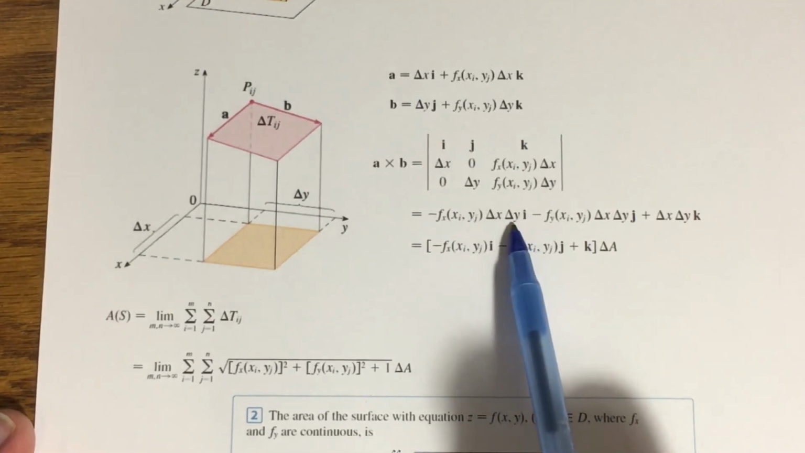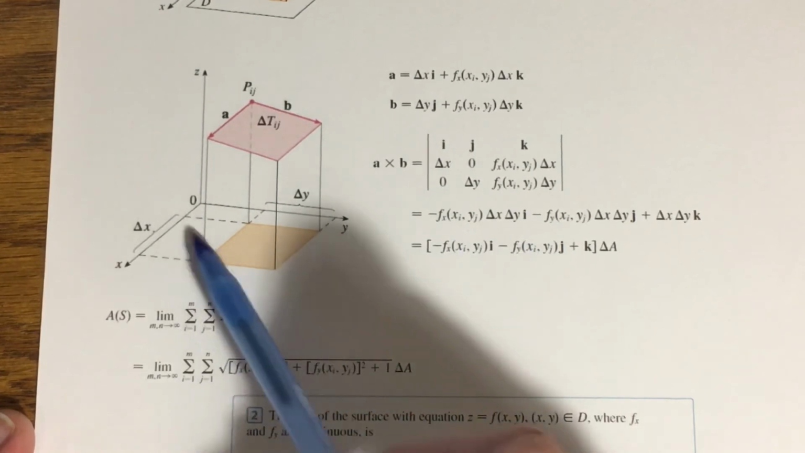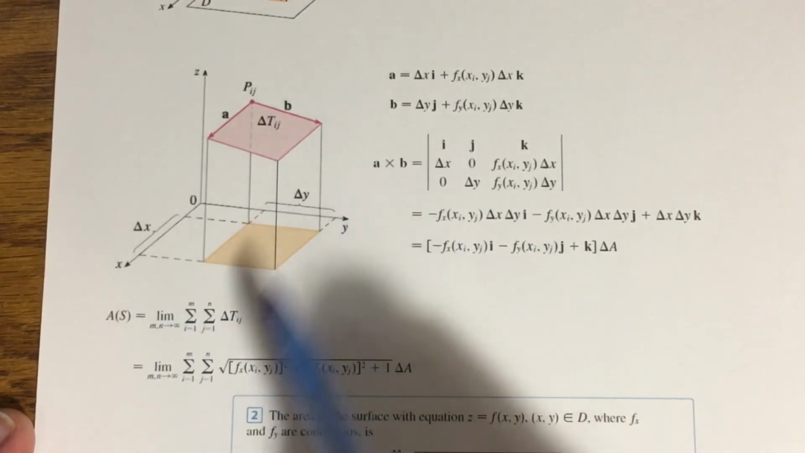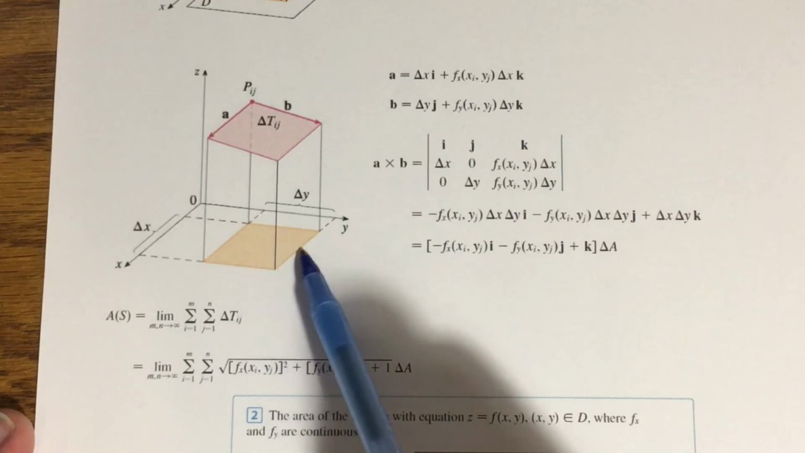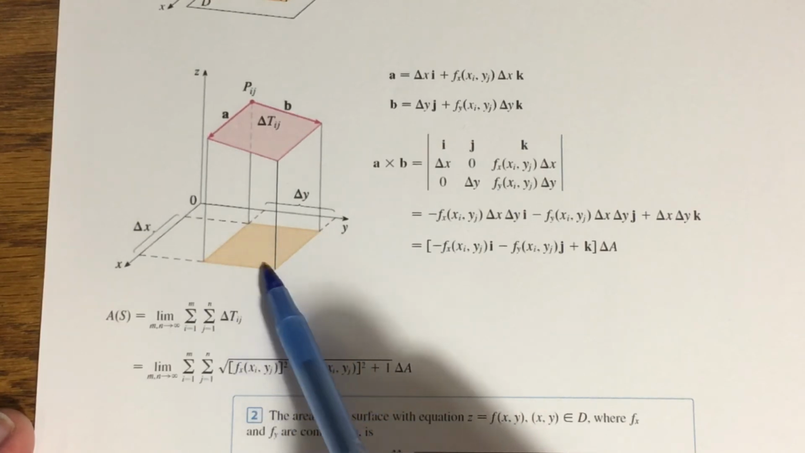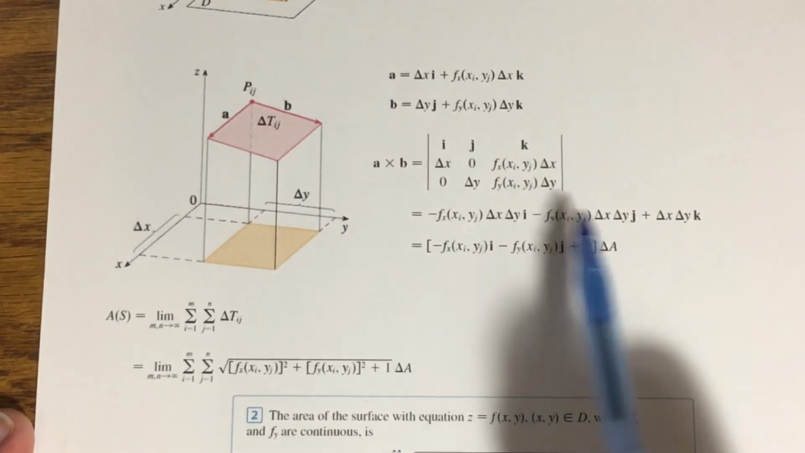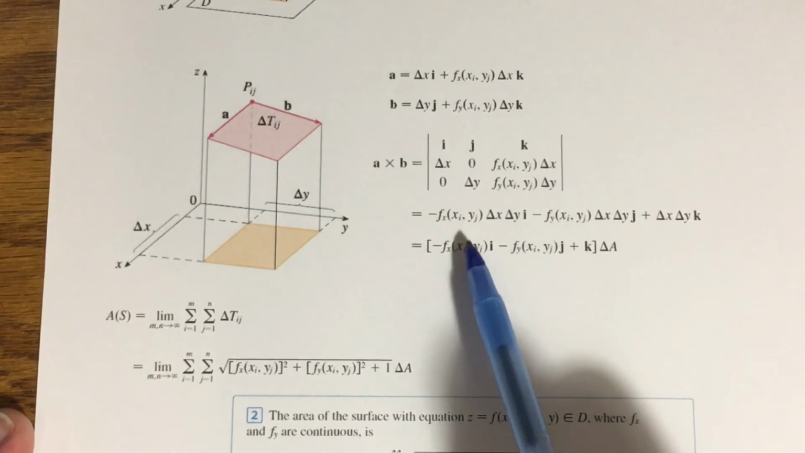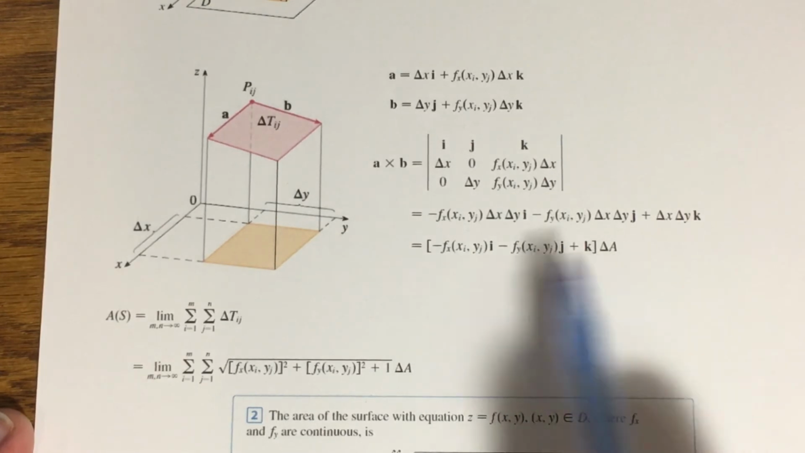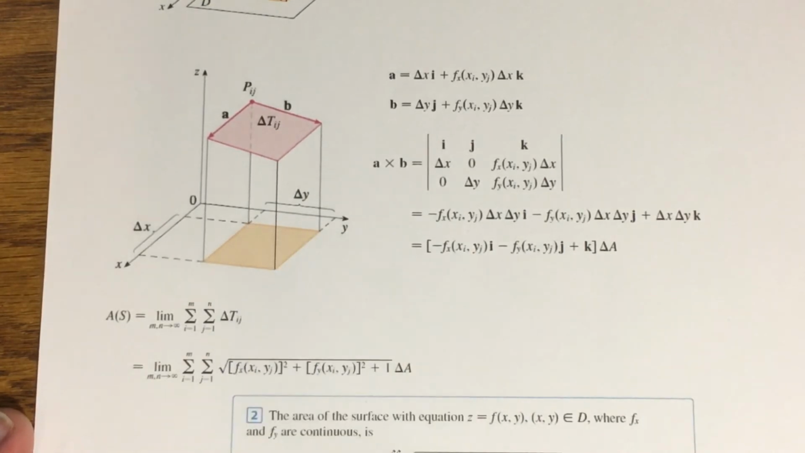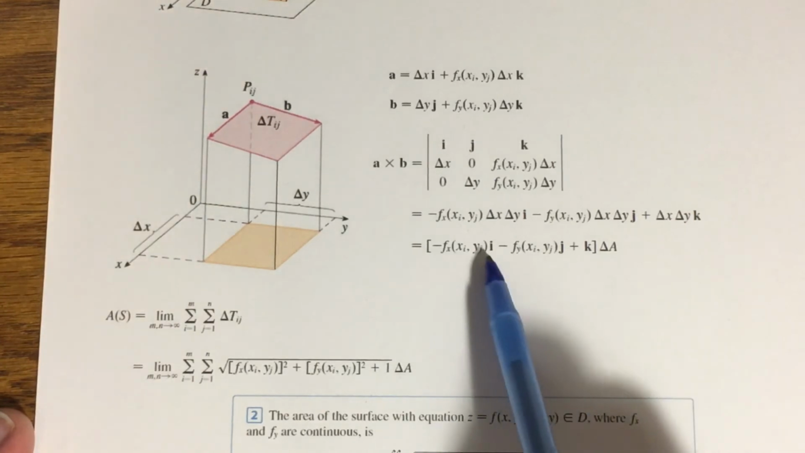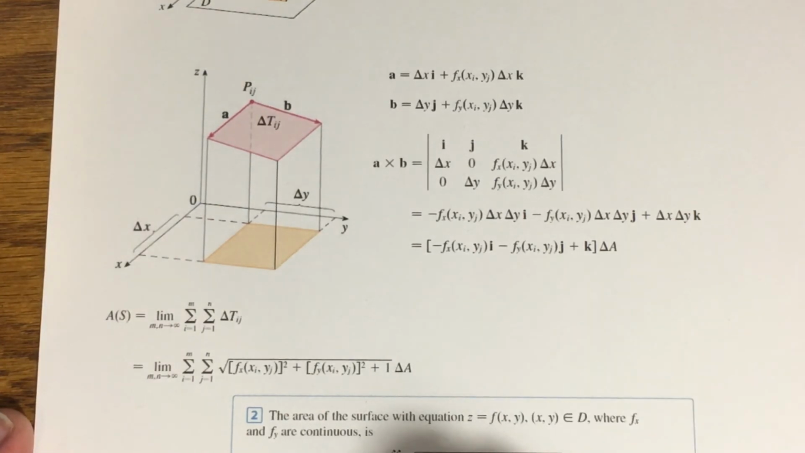Delta x times delta y is this delta x times this delta y. That's going to correspond to the area of the rectangle in the xy plane that this parallelogram lies above. So what happened is, because it shows up in each of these terms, it's factored out, and we just call it delta A, which again, remember, corresponds to the area of that little rectangle. And this is what's left after doing that.